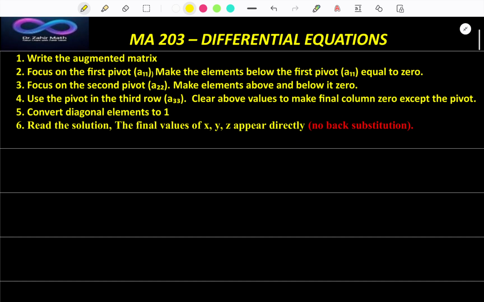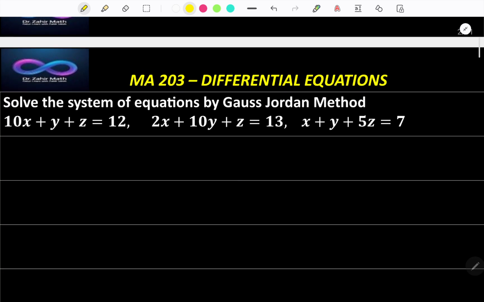Let me explain what is the Gauss-Jordan method. The first thing is you're going to write the augmented matrix. This is the first step. How to write the augmented matrix for this question, I will tell you. So just write the augmented matrix A given B.